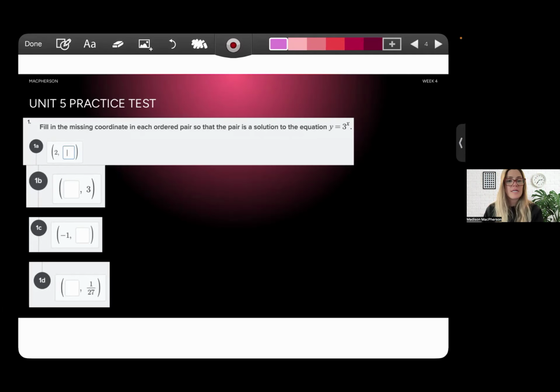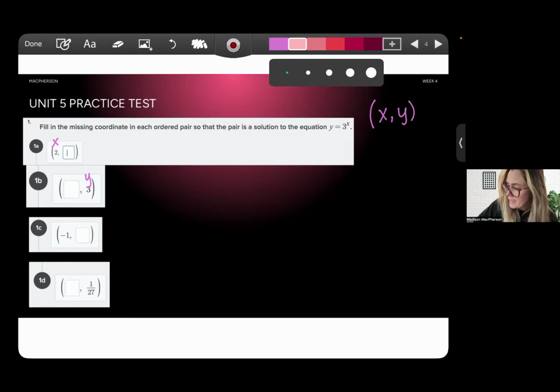All right, so number 1 says fill in the missing coordinate in each ordered pair so that the pair is a solution to the equation y equals 3 to the power of x. So remember, each ordered pair always comes in the form x and then y. Looking at these, they're either giving you the x or the y, and then you have to find the other one. In 1a, it's giving us x, and we need to find y. So we're going to plug x into that equation and then solve for y.